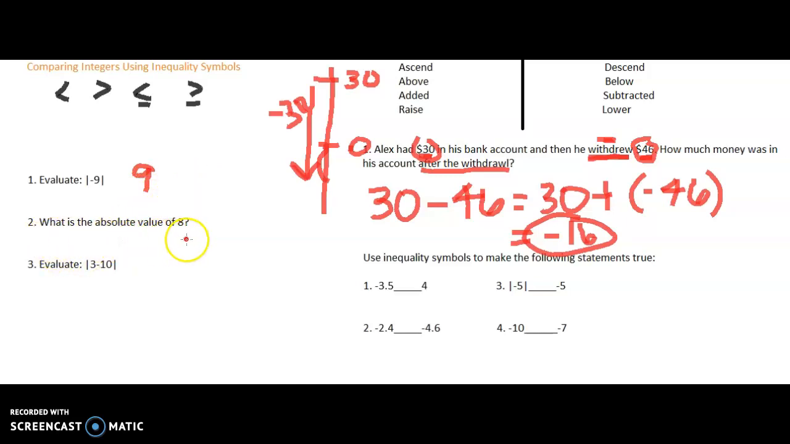And then what is the absolute value of 8? Again, it does not mean the opposite, so some people just automatically put the opposite sign there and leave it, but we're still looking at how many spaces away from 0 it is, so 8 is 8 spaces away from 0.